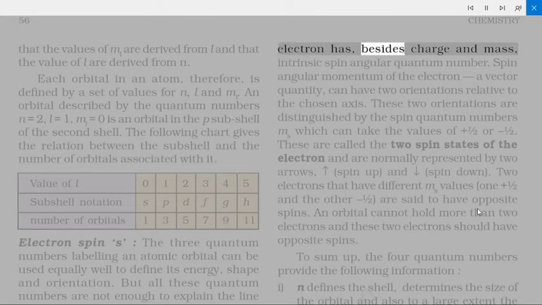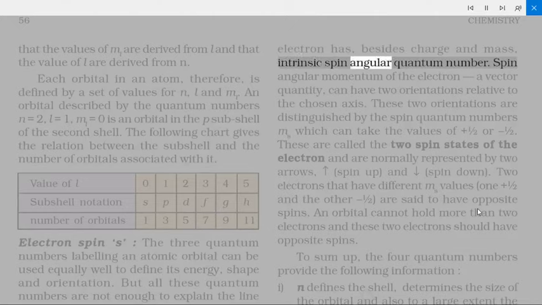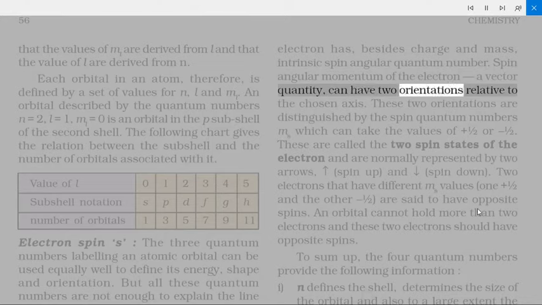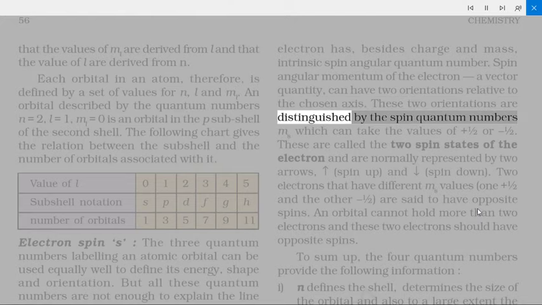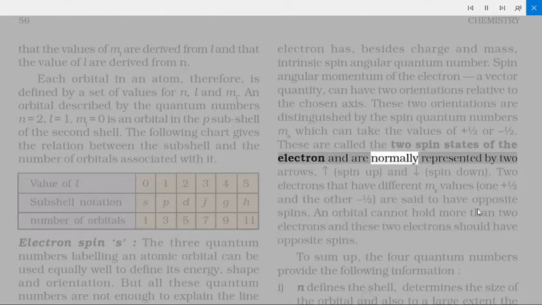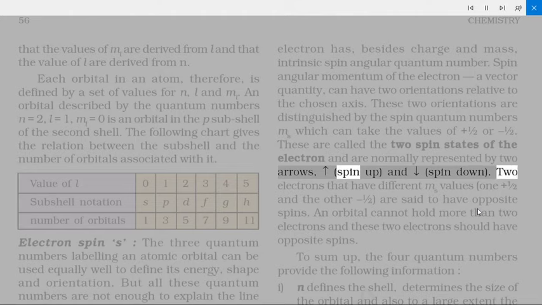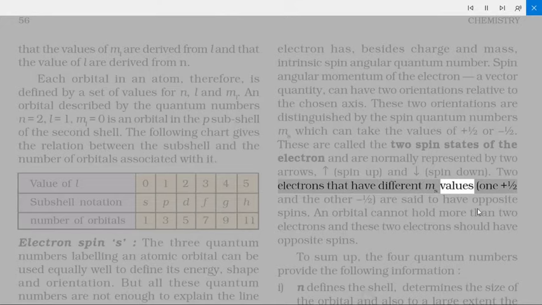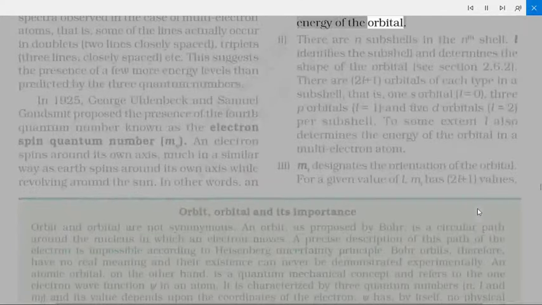Electron has, besides charge and mass, intrinsic spin angular momentum. Spin angular momentum of the electron, a vector quantity, can have two orientations relative to the chosen axis. These two orientations are distinguished by the spin quantum number m_s, which can take the values of plus a half and minus a half. These are called the two spin states of the electron and are normally represented by two arrows, spin up and spin down. Two electrons that have different m_s values are said to have opposite spins.